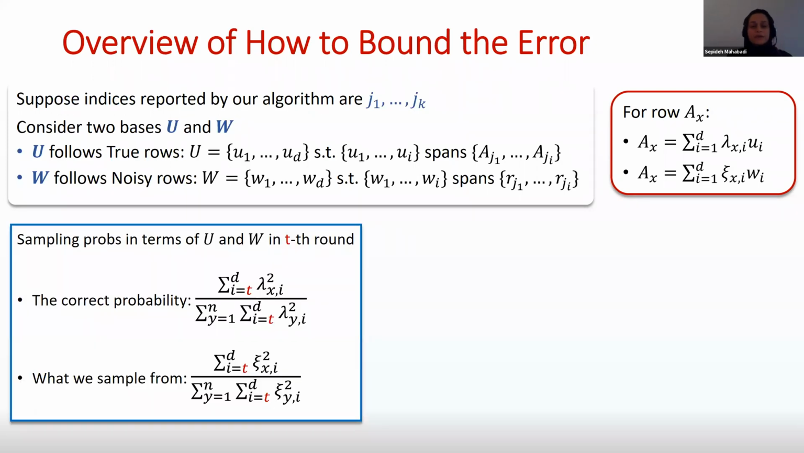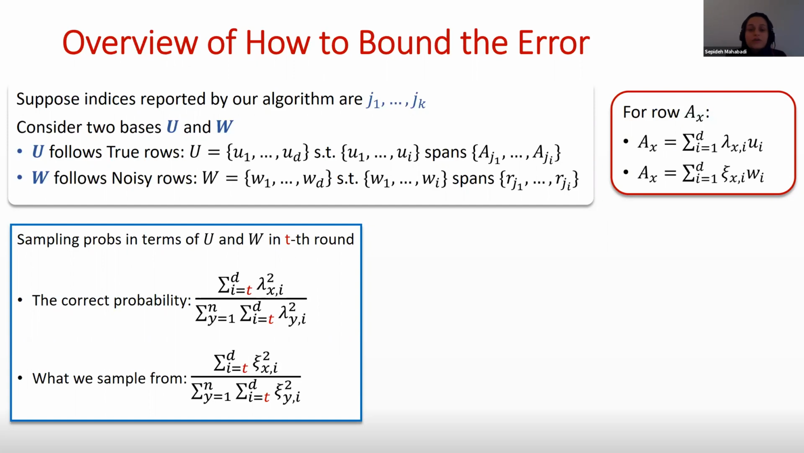So now the point is that the correct probability at iteration t, the probability with which we should have sampled row AX, can be written very simply in terms of the coefficients lambda xi. Because projecting away from the true norms, we only get its last d minus t plus 1 coordinates. So we get the sum of i from t to d of lambda xi squared, normalized. However, what we actually sample from is a probability that can be written easily in terms of the Cxi. This is projecting away from the noisy rows, and this will kill all the first t minus 1 coefficients of AX written in terms of basis W. So the probability that we actually sample row AX is the sum of i from t to d of Cxi squared, again normalized.